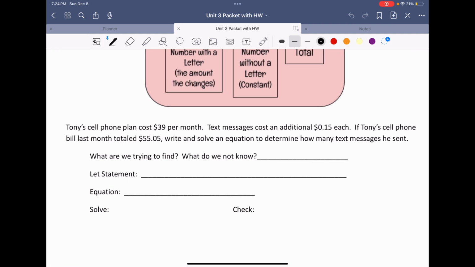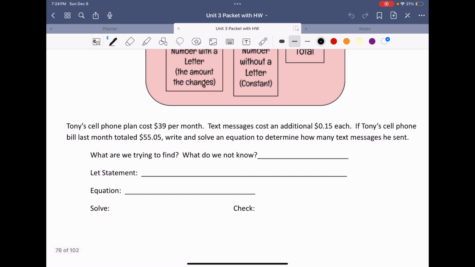All right, I'm going to go back into my sentence and figure out some of my keywords. It says his phone plan costs $39 per month. Well, our total is down here, $55.05. That total is in a month, so this $39 per month is my constant. Text messages cost 15 cents each. Each is a keyword. This 15 cents is the rate that's changing.